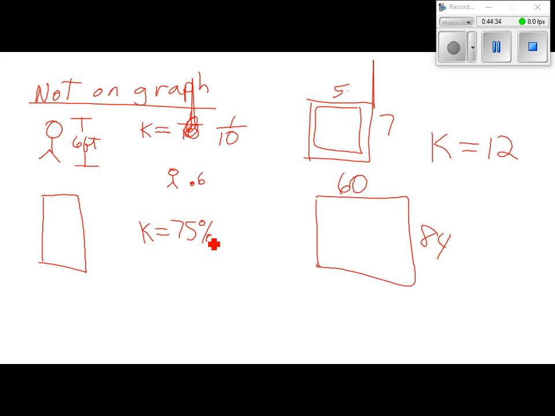I'm reducing it because what do you got to do to this 75% before you can do any math? Change it to a decimal. What is it as a decimal?